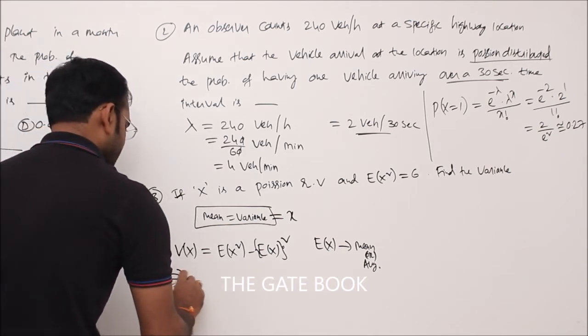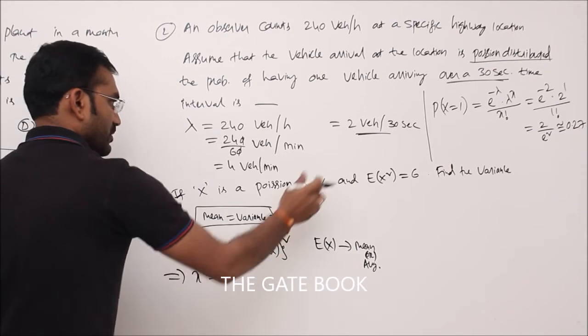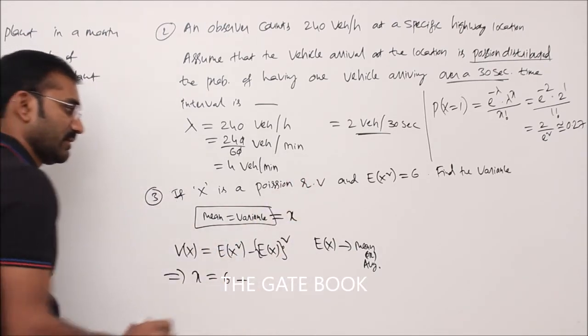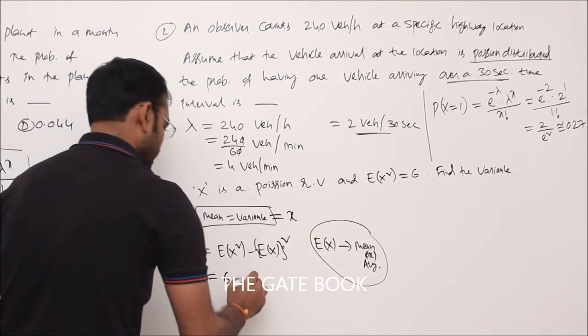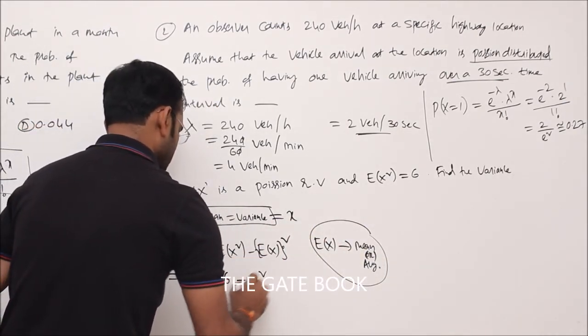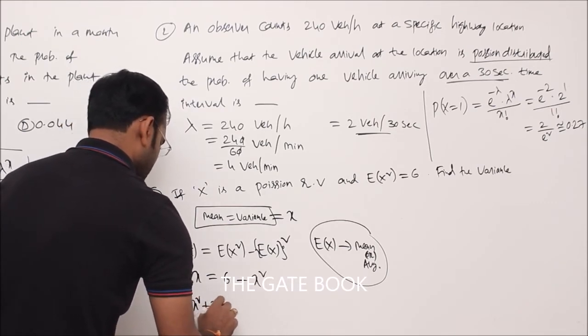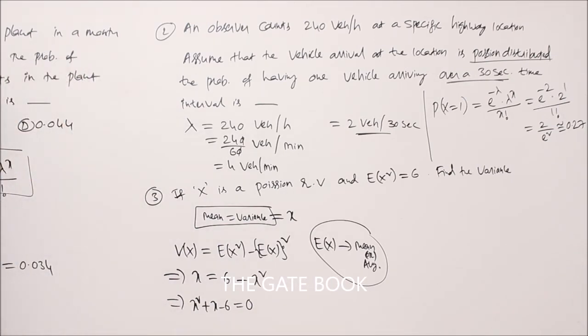So it implies that x is equal to, here it is given that E of x square value is 6, minus E of x. E of x is the mean value. Mean and variance both are equal to x here. So we get x square. So it implies we get x square plus x minus 6 is equal to 0. x square plus x minus 6 is equal to 0.